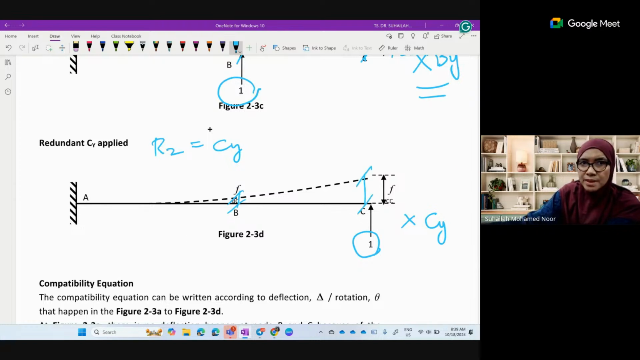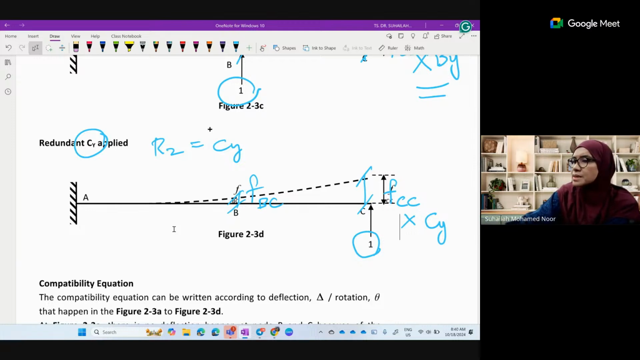And all displacement in redundant system, we label as F. So sini F, sini pun F, right? F and F. Okay, then at position B, F at position B redundant C, so it becomes FBC. And for another one, F at position C with redundant CY applied, we label as FCC. Okay, so this is how the diagram looks like.